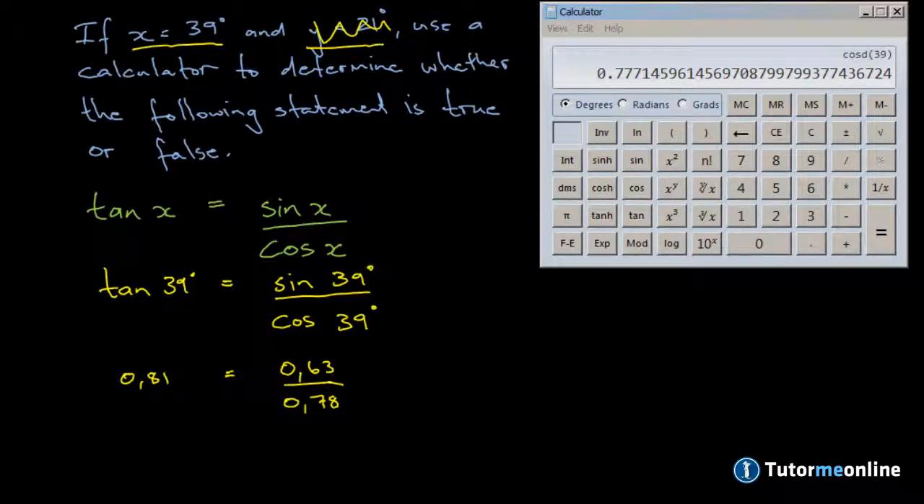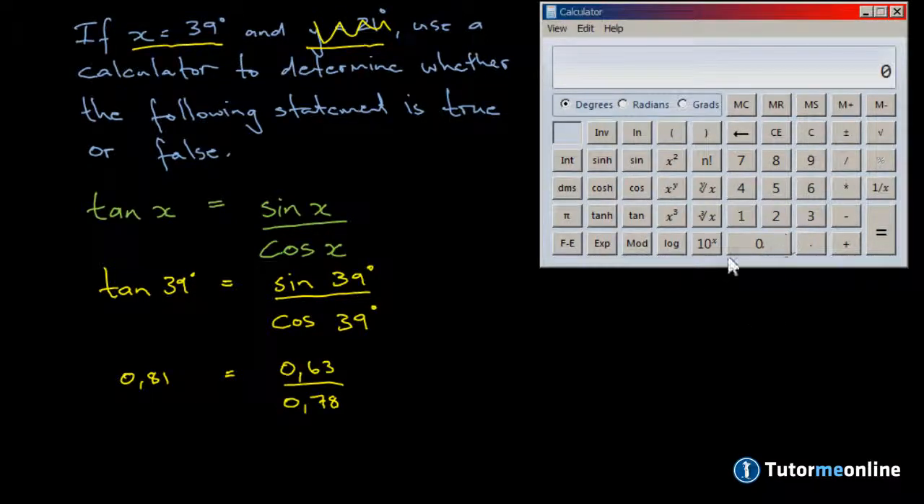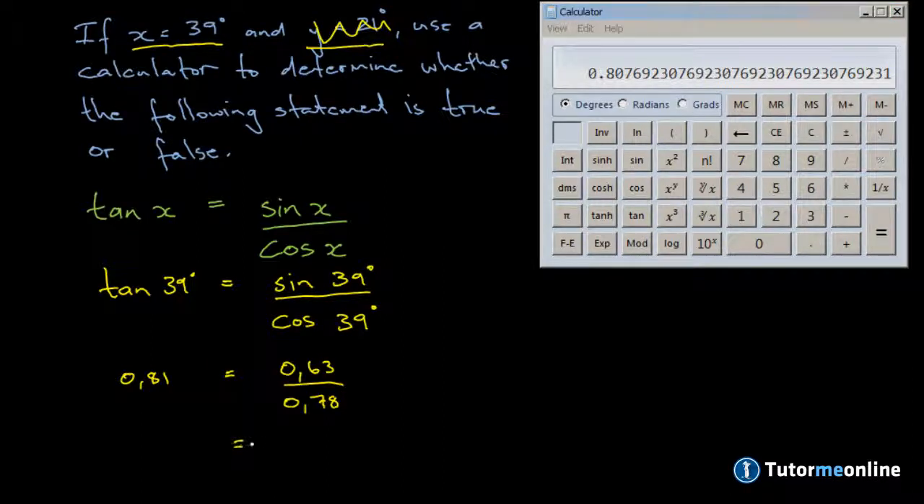Okay, so now we need to divide 0.63 by 0.78. Let's clear the calculator. Say 0.63 divided by 0.78. And if we round that to the nearest 2 decimals, we also get 0.81. So this equation also does evaluate to true.